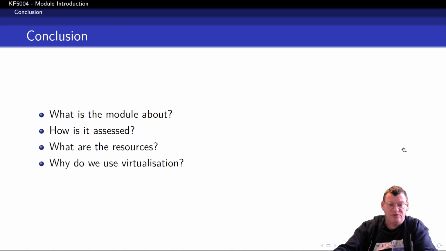So basically what we've covered is what the module is about: network services, how they work, how they're deployed. We've also discussed how we're going to run them within virtualization. We've discussed the fact that the assessment is going to be an assignment, and we're using a case study to do that. The resources we've got, we're aware of what's in the labs and how we should and shouldn't change things, and we also now know why we're going to use virtualization.